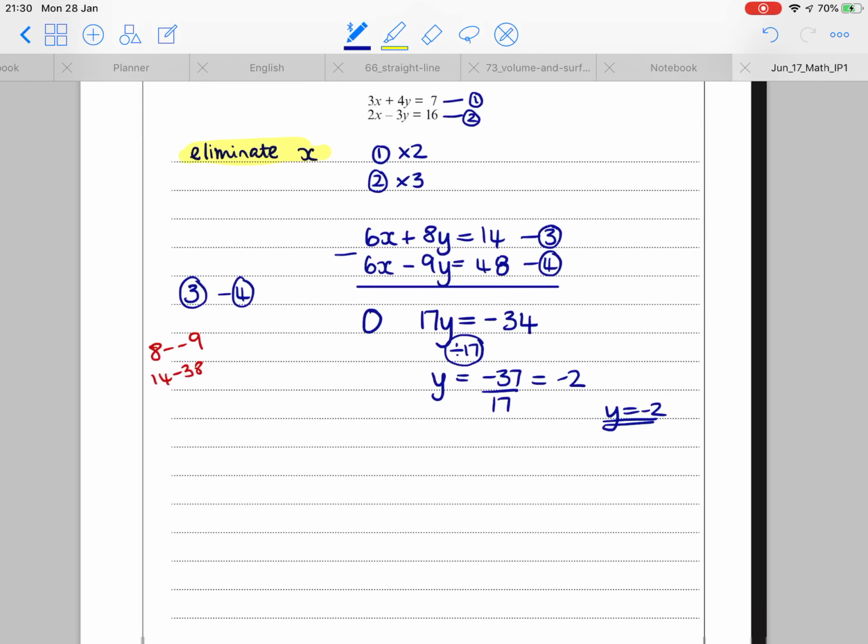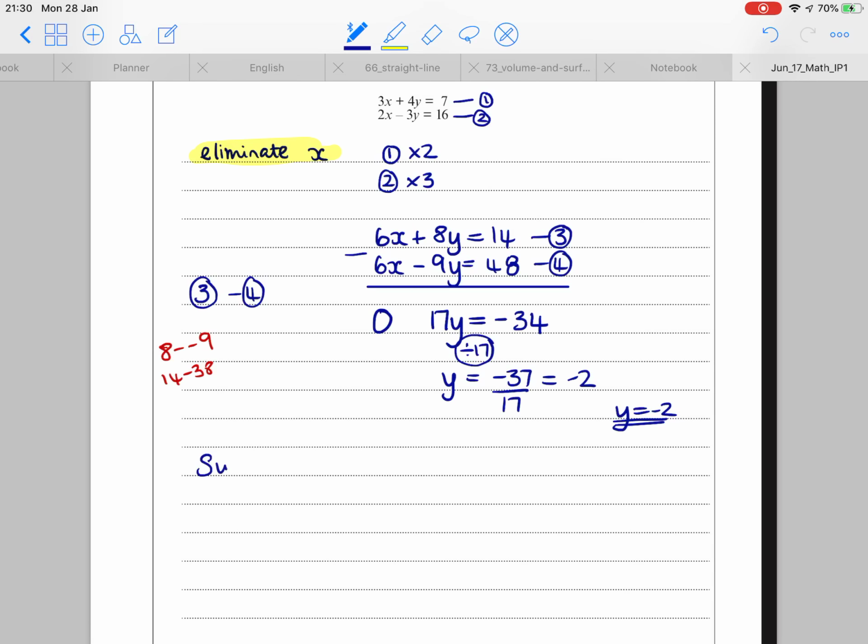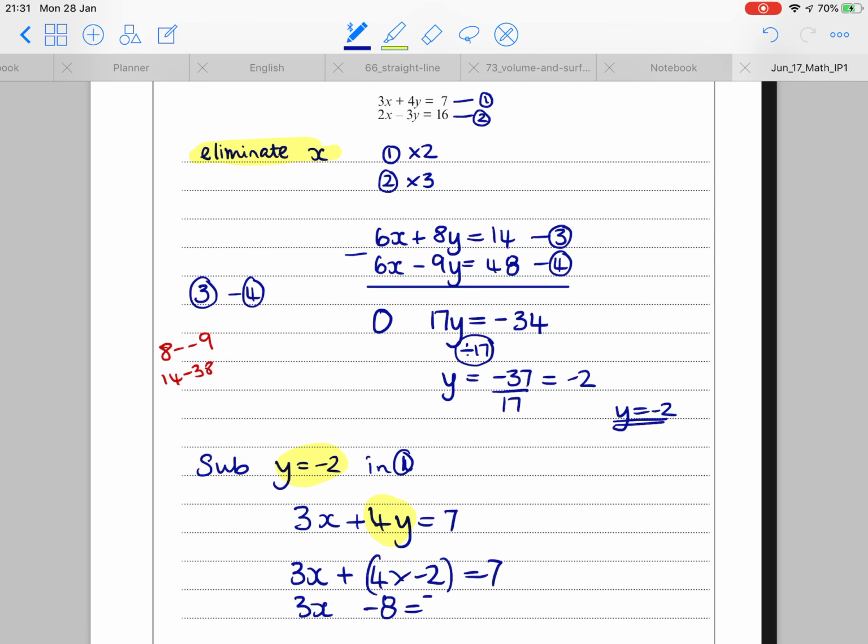So I look back to the original equation. I'm going to pick equation 1, and I'm going to substitute in the fact that y equals minus 2 into that original equation. So originally 3x plus 4y equals 7, but now I know that that y is actually a minus 2. So this 4y is actually not 4y, but 4 lots of minus 2. So 3x plus 4 lots of minus 2 equals 7. 3x minus 8 equals 7.